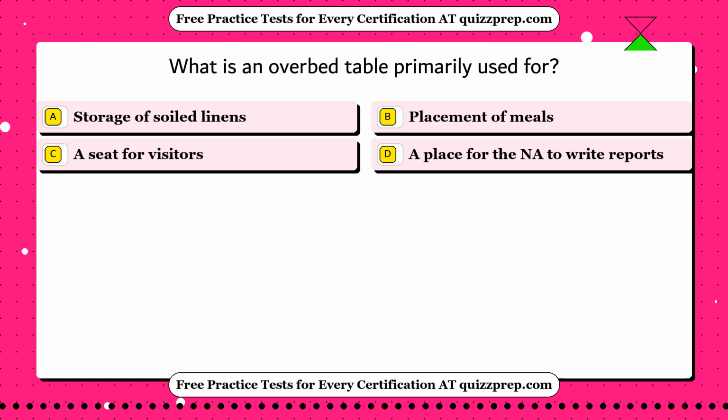Question 41. What is an overbed table primarily used for? Option A, storage of soiled linens. Option B, placement of meals. Option C, a seat for visitors. Option D, a place for the NA to write reports.